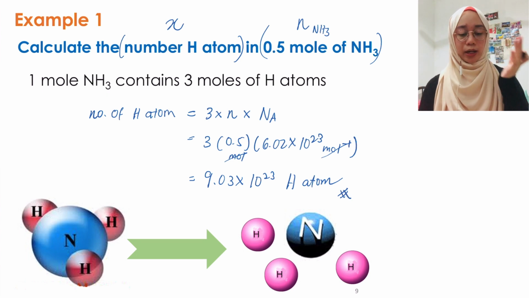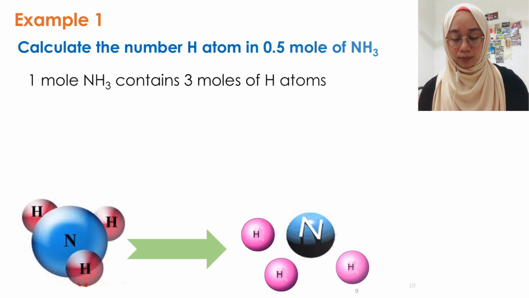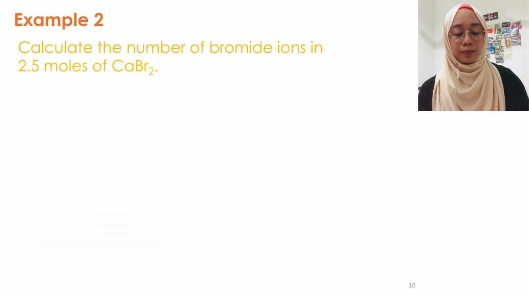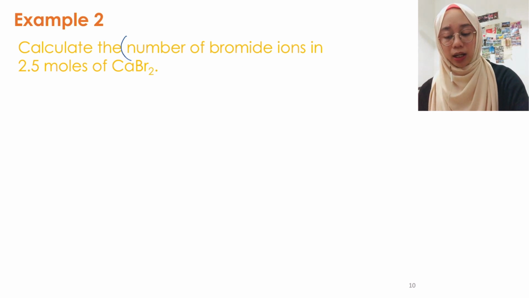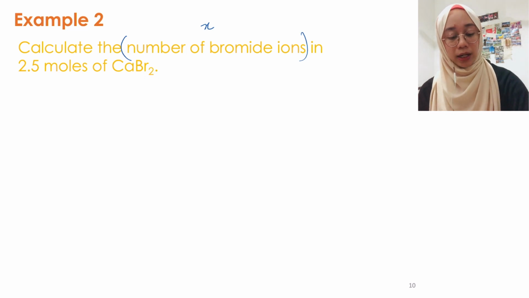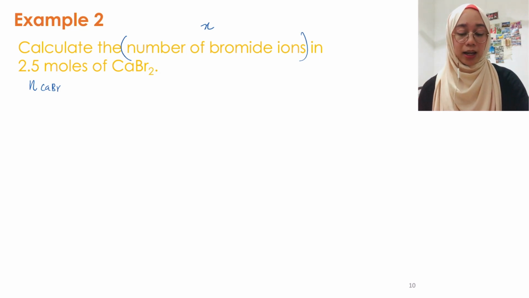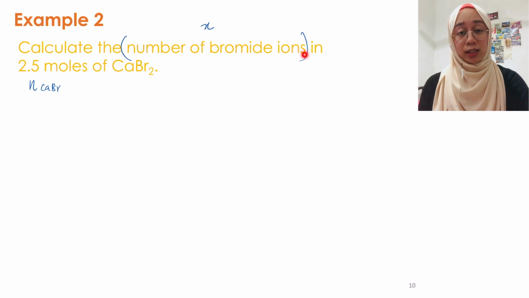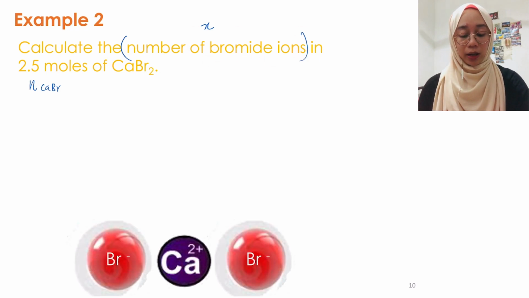So let us try another example. Example 2: calculate the number of bromide ions. This is what you need to find, another X, in 2.5 moles of calcium bromide. This time the moles of calcium bromide is given to you, which is 2.5 mol. Specifically, it asks for the number of bromide ions.